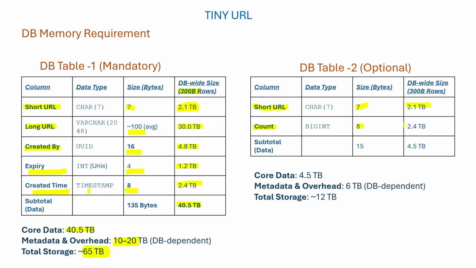So given that we have 2.1 TB for short URL and 2.4 TB for count, the total storage would be 2.1 plus 2.4, which is 4.5 TB. This is for 300 billion rows in total. Calculating the overhead here, similarly, we'll be having around 12 TB for the second table.